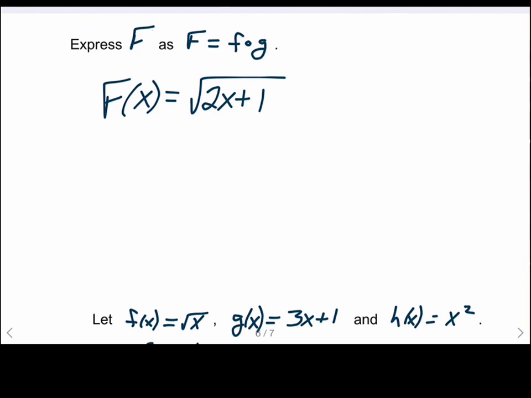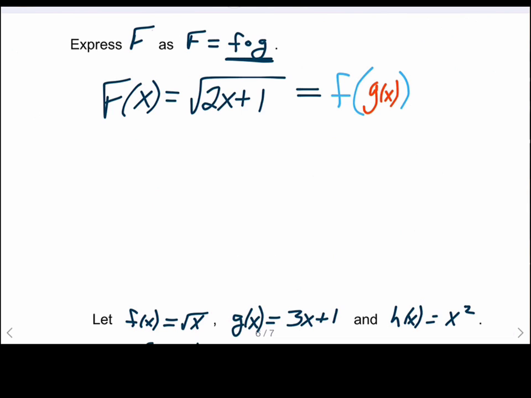Next, we are asked to express a function uppercase F, or F as I like to say it, as f composed with g. And the function that we have is F of x is equal to the square root of 2x plus 1. In other words, envision this function, the square root of 2x plus 1, as an outer function and an inner function. The outer function we're going to call f, the inner function we're going to call g. And I know that because this says f composed with g, and that's the order that is given to us.